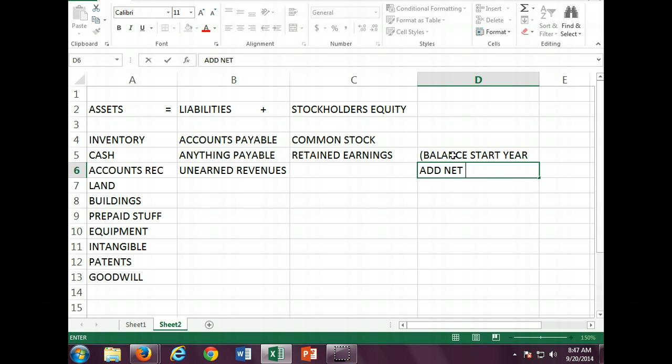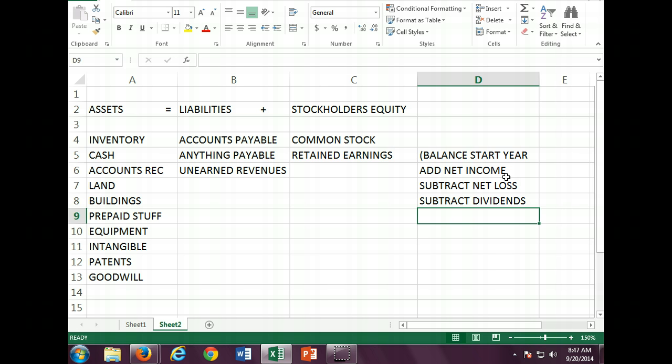to it net income, or we would subtract from it a net loss. And we're also going to subtract from it dividends. It should be thought of that way. Then we'll end with an ending balance at year end.